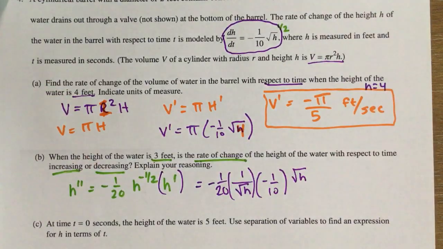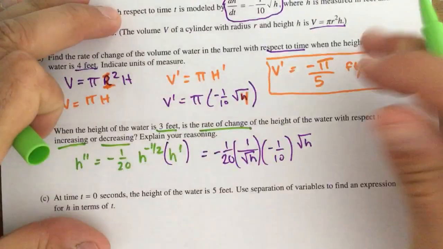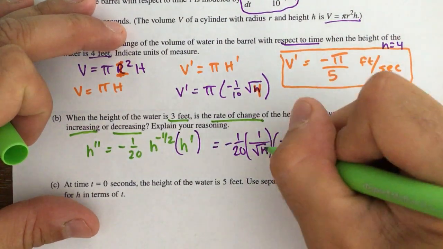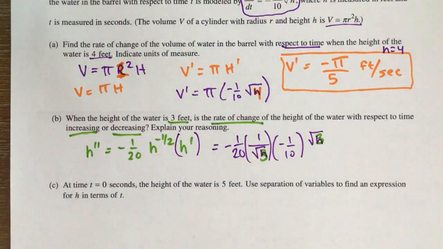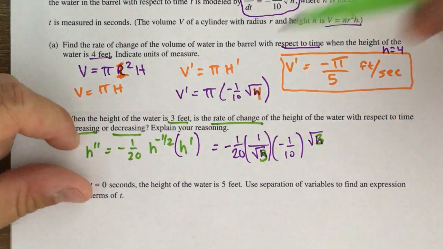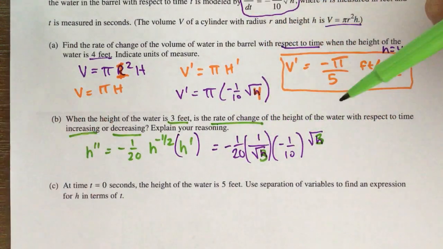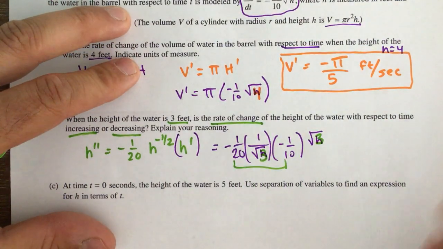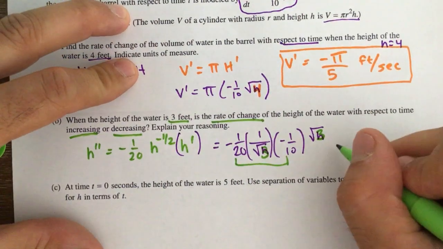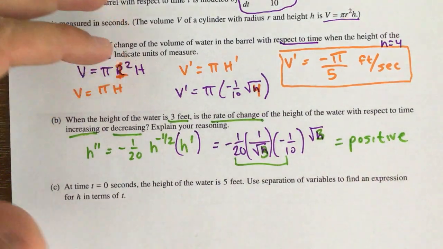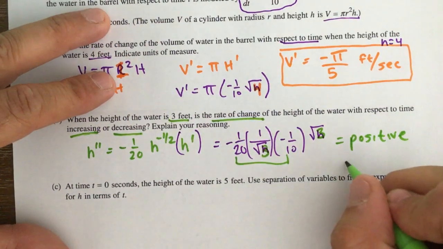So really the question is, is this thing positive or negative? Right? So we're looking at 3. I don't have to actually know what the answer is. I just have to figure out, if I plug that in there and that in there, is this thing going to be positive or negative? So I have a negative times a positive times a negative times a positive. And those guys right there make a positive. Therefore, the answer is going to be increasing.